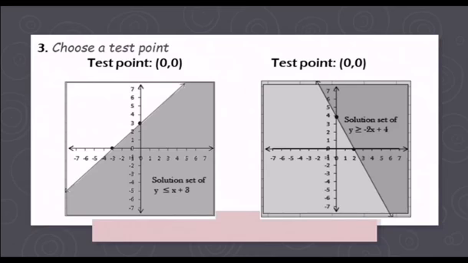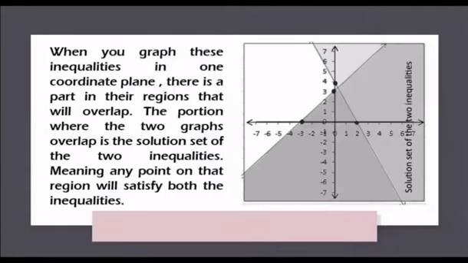Take note that when we say solution set, all the points found on that region satisfies the inequality or makes the statement true. When you graph these inequalities in one coordinate plane, there is a part in their regions that will overlap. The portion where the two graphs overlap is the solution set of the two inequalities, meaning any point on that region will satisfy both the inequalities.